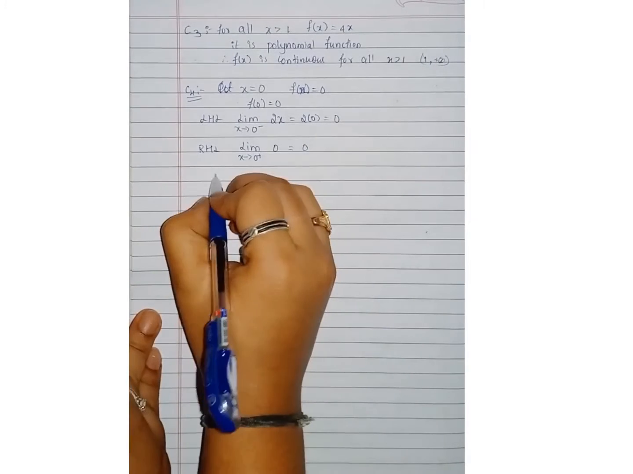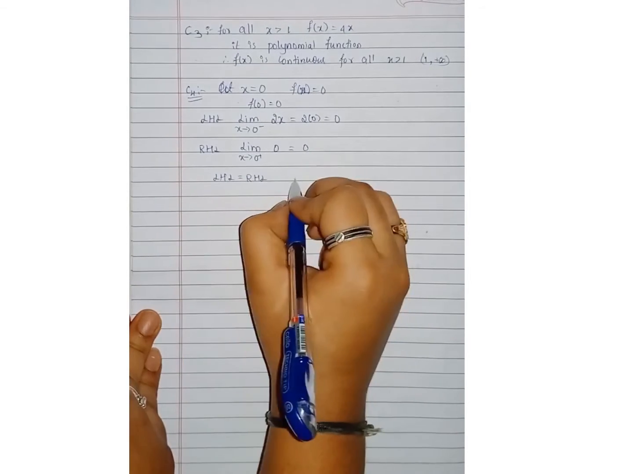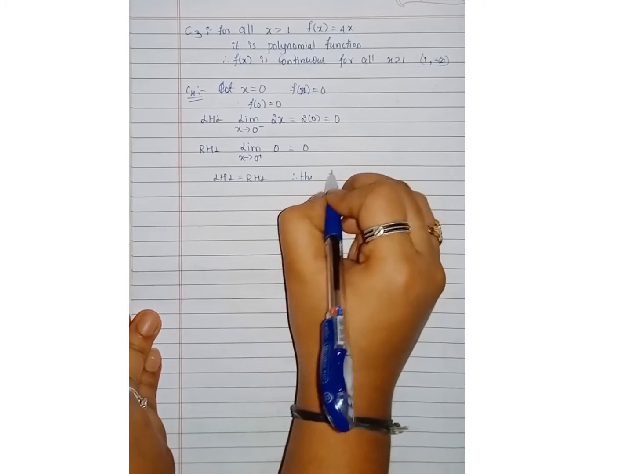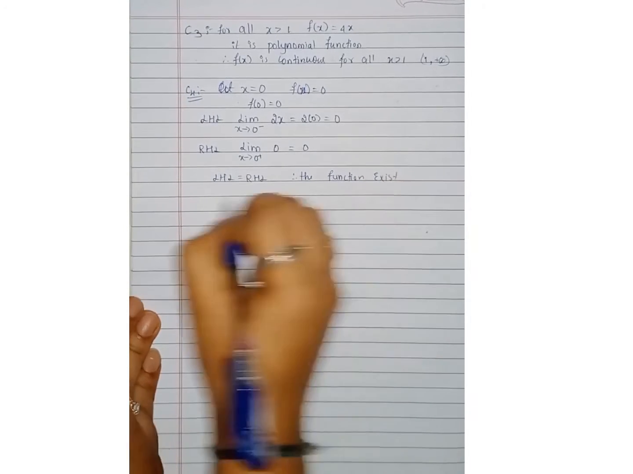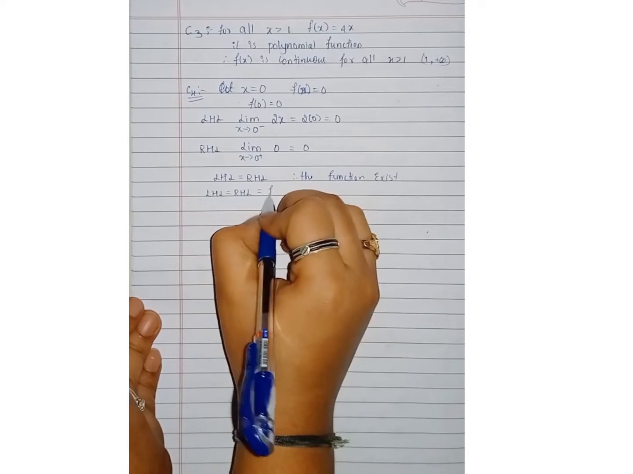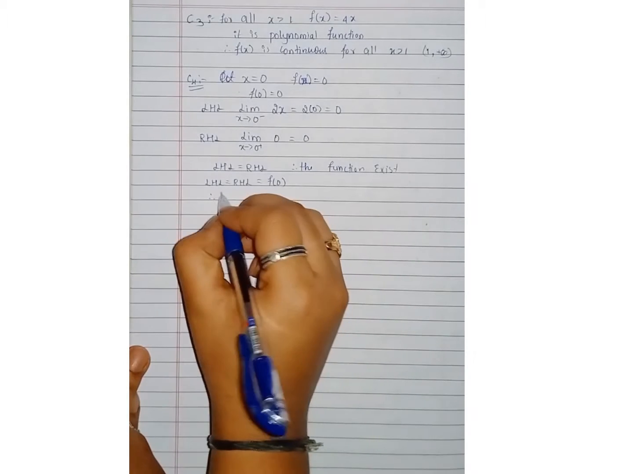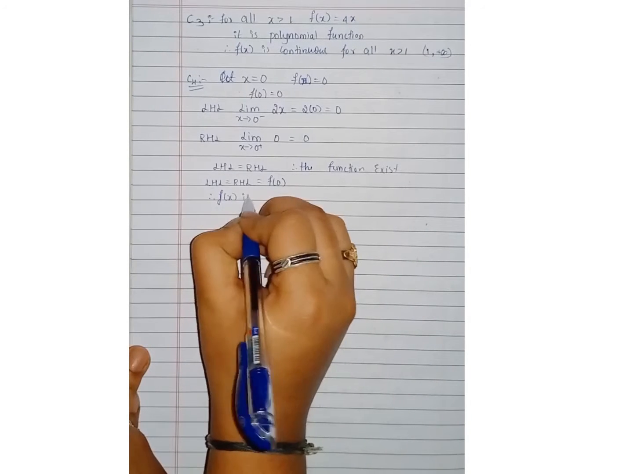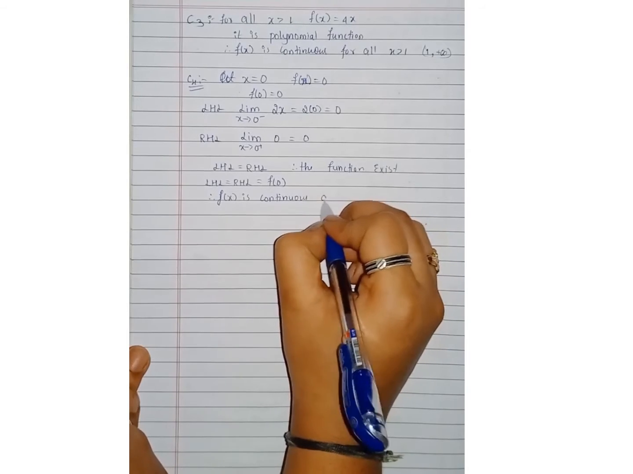So we can see the right hand limit is equal to the left hand limit. Therefore the limit exists. And also the left hand limit is equal to the right hand limit, which is equal to the function value at that point. So the function is continuous at x is equal to 0.